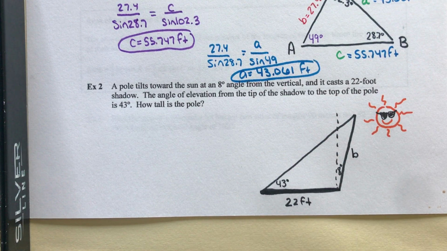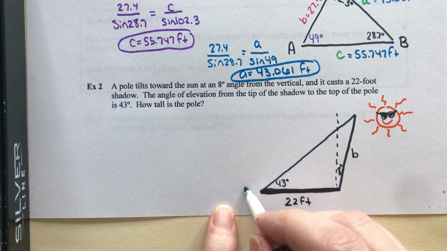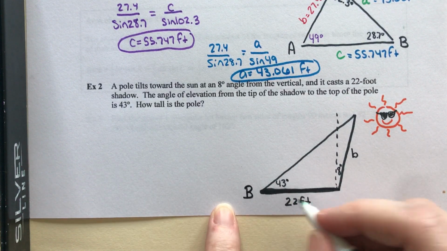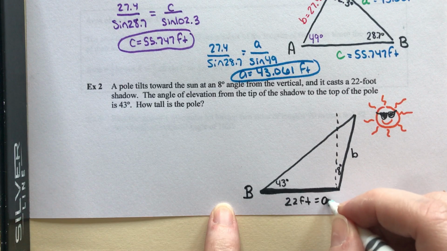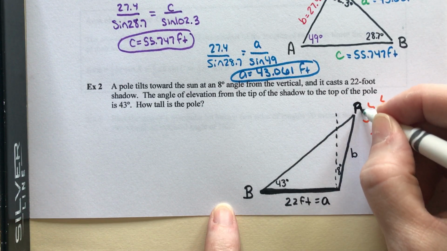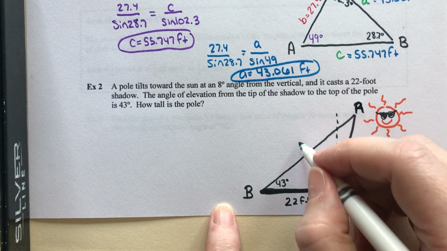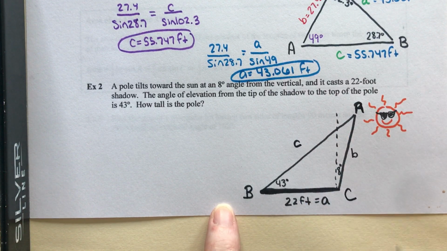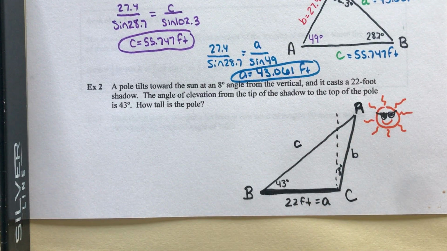So I've got a pretty good diagram. And let's see, I'm going to label all my parts here. So this would be angle B. I'm going to call 22 feet A. So this would be angle A. And then this will be side C, angle C. So I've got everything drawn. This is the most important part. If you have parts labeled in the wrong direction, then it's going to be a little bit harder to do your work.